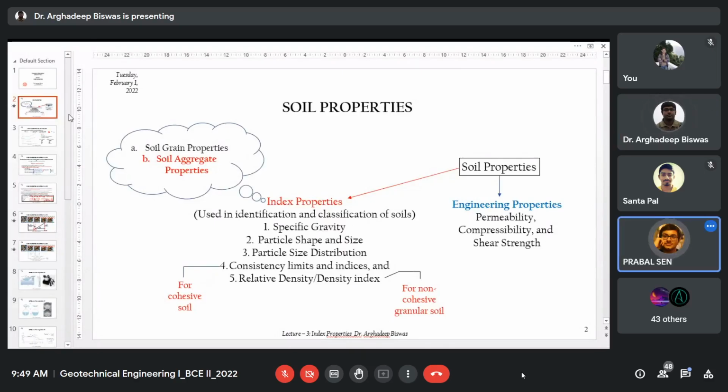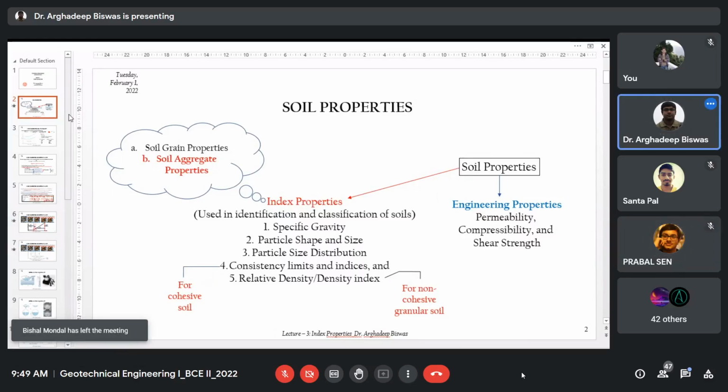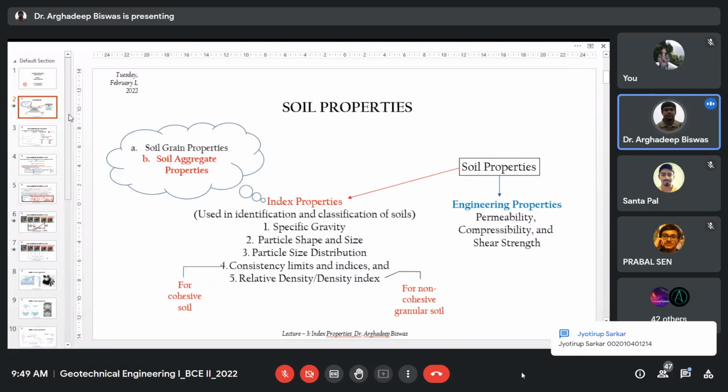Sir, either way, the volume remains the same, sir? Yes, the volume remains the same, and that corresponding diameter will be called the equivalent diameter of that particular irregular shaped body.